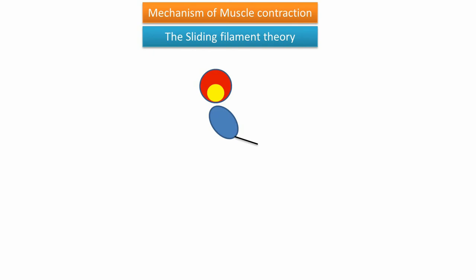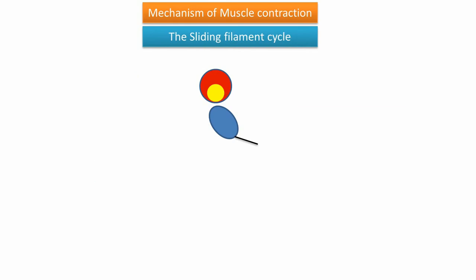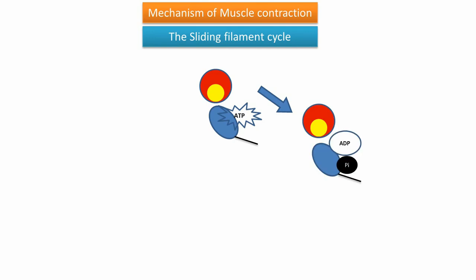The circular figure is mainly actin. The next figure is the myosin head, which is an ATPase, that is, it has the ability to split ATP to ADP and inorganic phosphate. The yellow region in the actin is the myosin binding site. So the first step mainly involves the ATP binding to the myosin head. Myosin head, being an ATPase, splits ATP to ADP and inorganic phosphate.